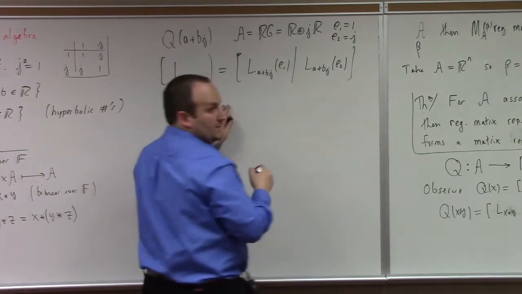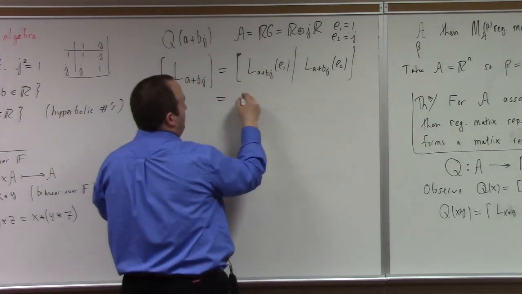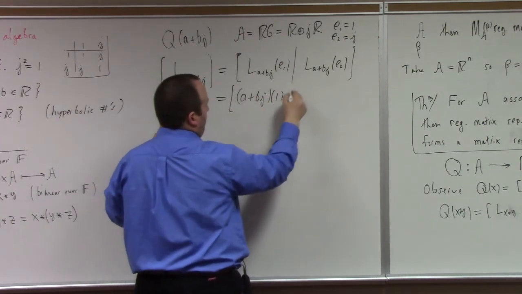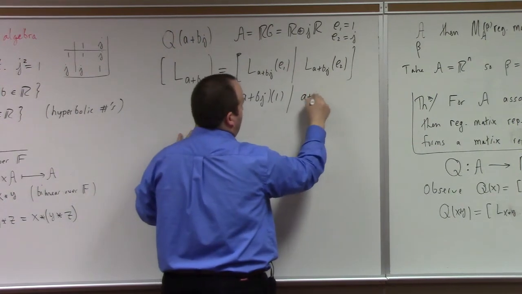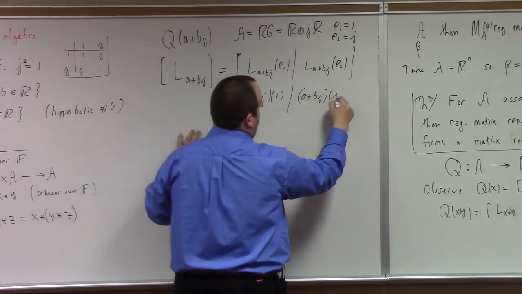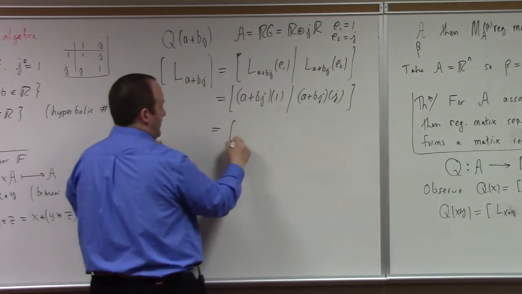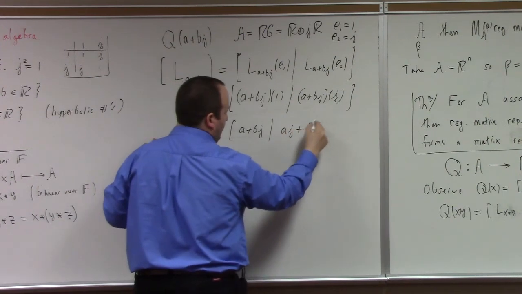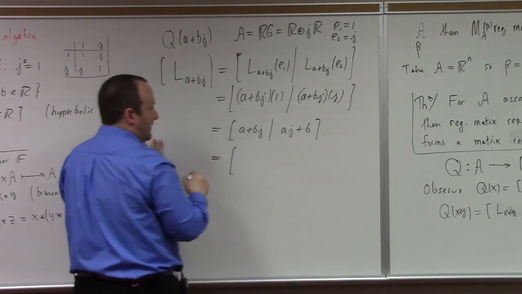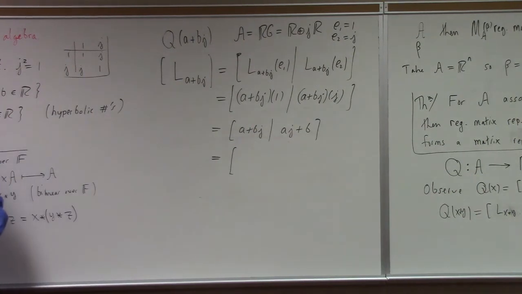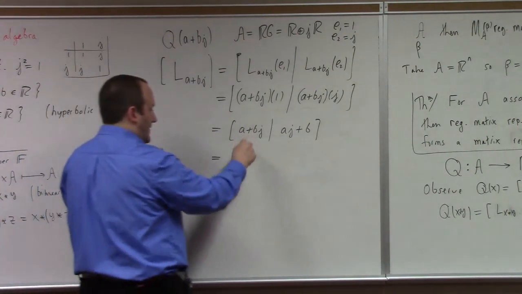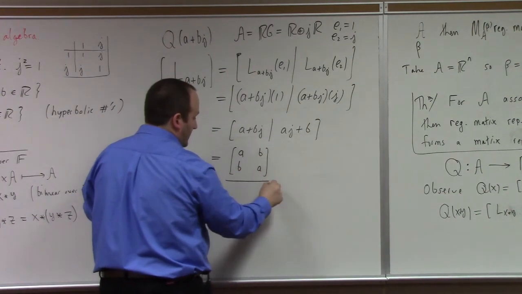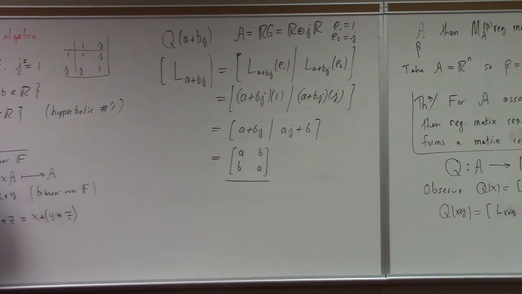That's our notation. So this is exactly A plus BJ times 1. And this guy over here is A plus BJ times J. And so what you got is A plus BJ in the first column, and you've got AJ plus B in the second column. And of course, if you rewrite that in terms of E1, E2 type notation, that is exactly A, B, B, A. So there you go. That's the regular matrix representation of a hyperbolic number.